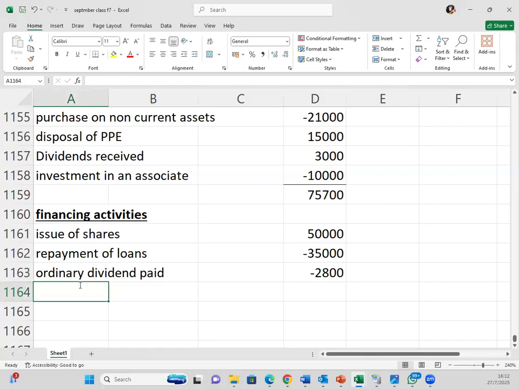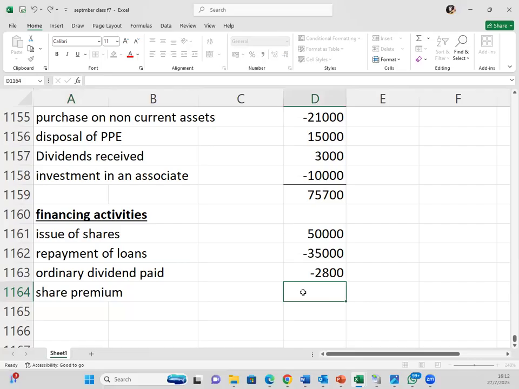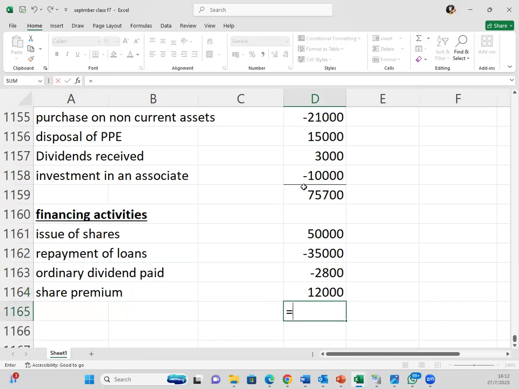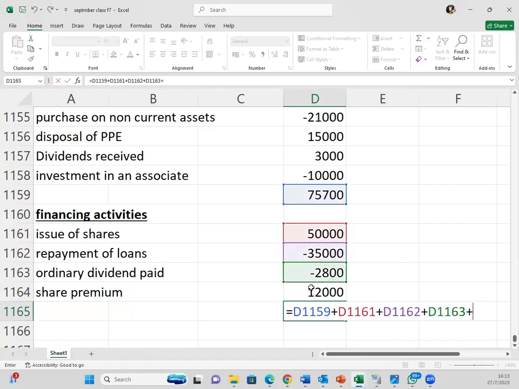So we can also have the effect on the share premium. So if we issue shares, these can also result in an increase in our share premium. So the other items will depend on the question we are dealing with, but I'm just putting the general items here. Then we say 75.7, you add that, add that, add that.